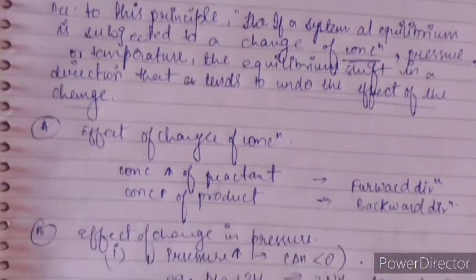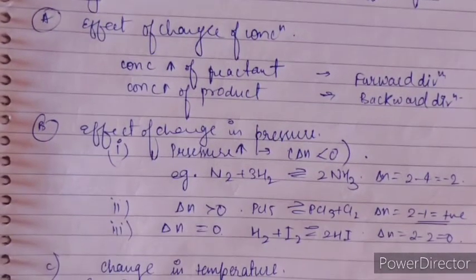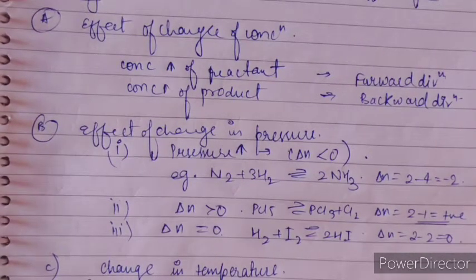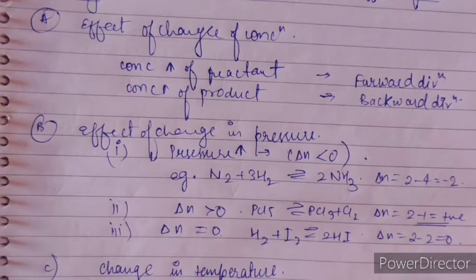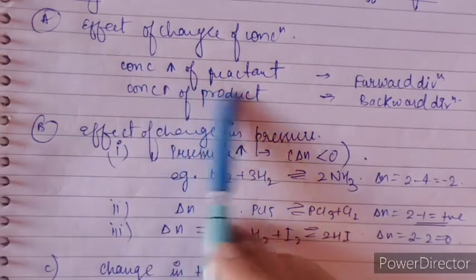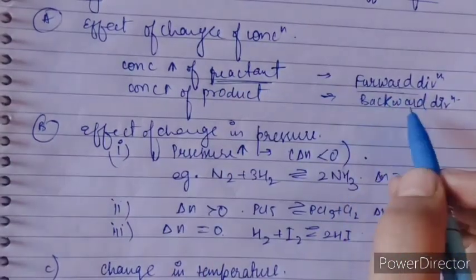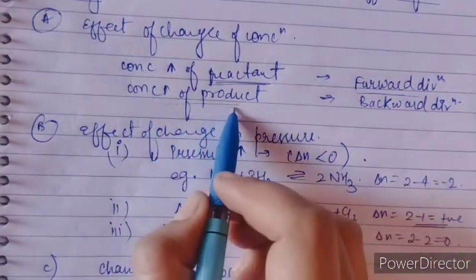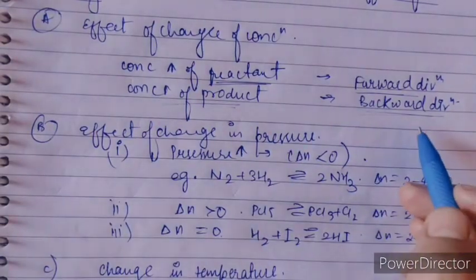So the first change is the effect of change of concentration. Increasing the concentration of reactants results in shifting the equilibrium in favor of products. Increasing the concentration of products results in shifting the equilibrium in favor of reactants. So if we increase the concentration of reactants, the reaction will proceed in the forward direction, and if we increase the concentration of products, then the reaction will proceed in the backward direction.